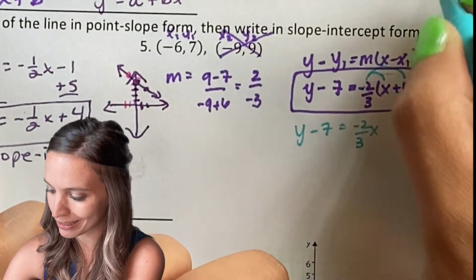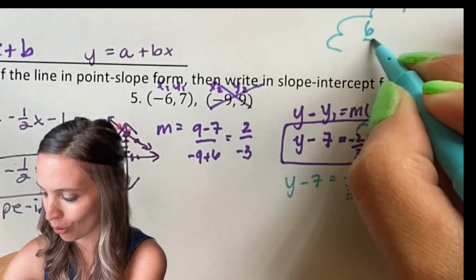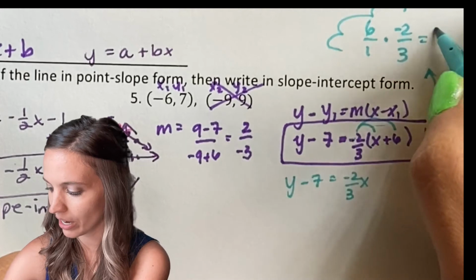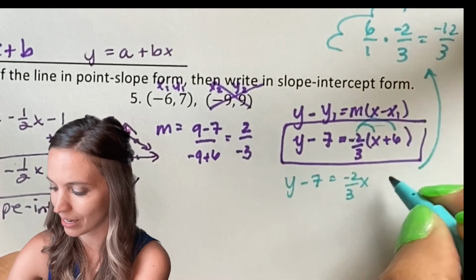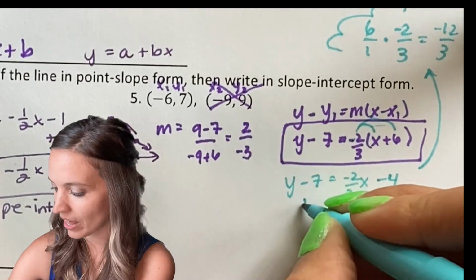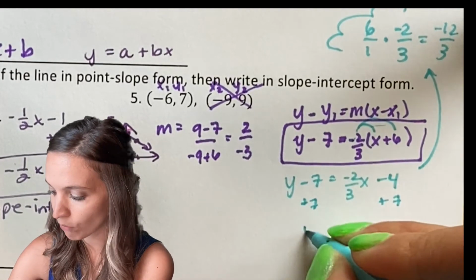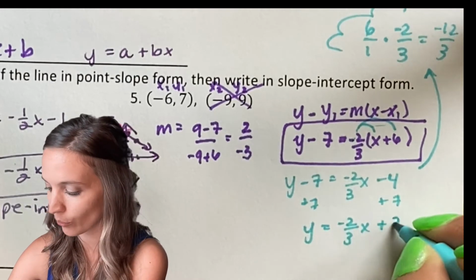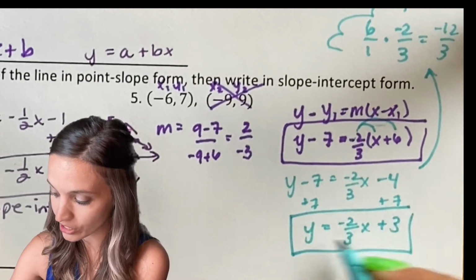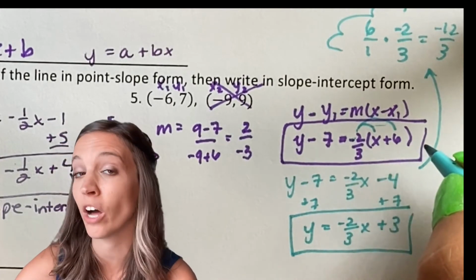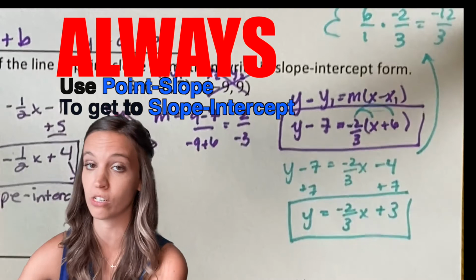But to do that, I might need some side work really quick. So like 6 over 1 times -2 divided by 3 equals, okay, -12 over 3. So that's going to be -4. So I'm just going to write -4 over here, okay? And then I'm going to add my 7 so that I officially have y equals -2/3 x plus 3. So I have my slope-intercept form right here, but to get there, I used my point-slope form because that's the way we want to do it. Always use point-slope form to get slope-intercept form.